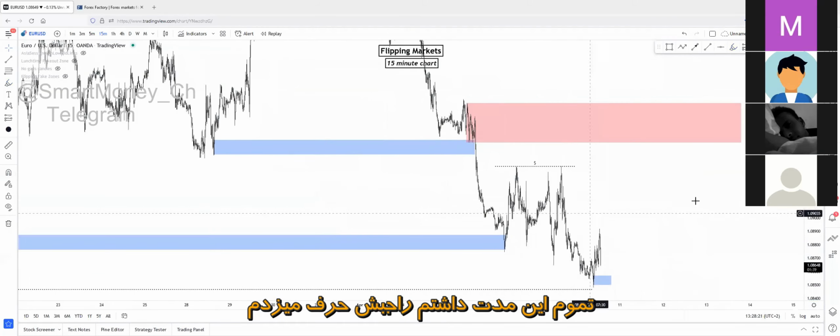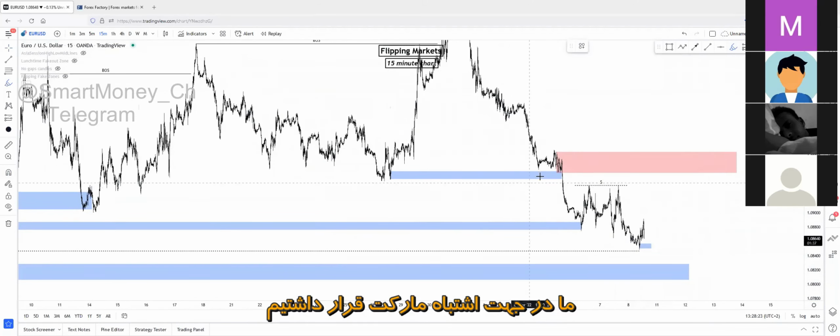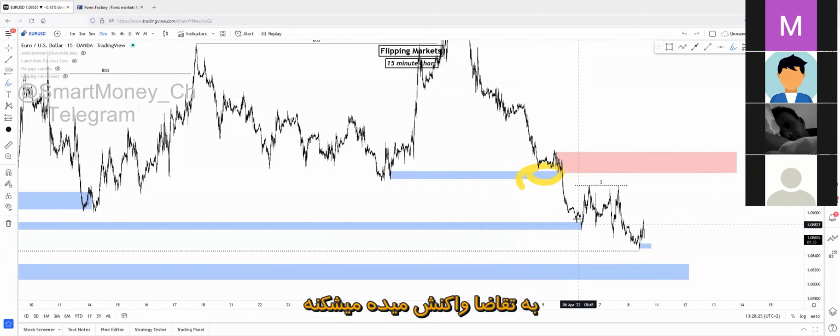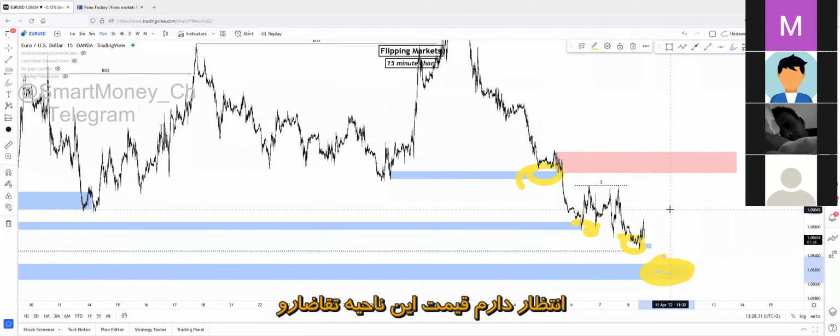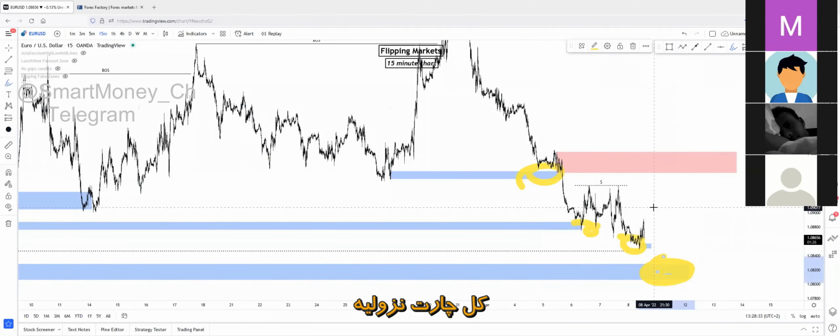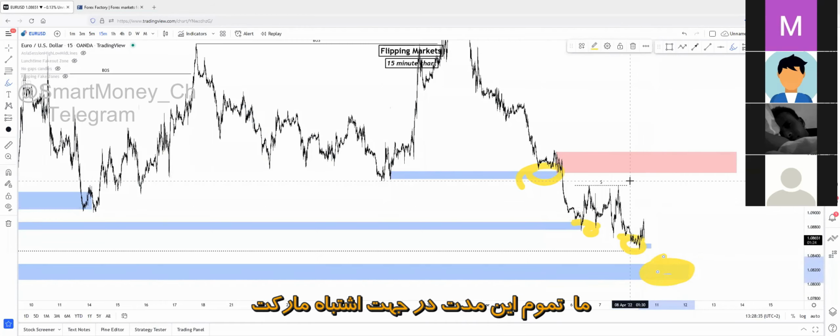And that's what I was explaining the whole time, that we were caught up in the wrong side of the market. Demand reaction, break, demand reaction, break, demand reaction, break. We can expect the tap of this downside demand area right here. The whole chart is bearish. We were caught up in the wrong side of the market the whole time.